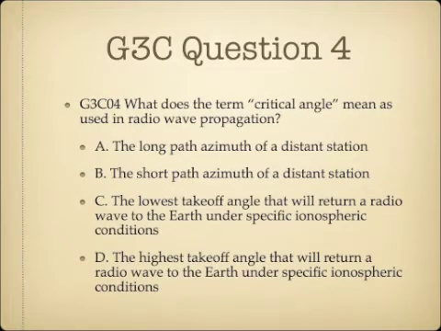Question 4. What does the term critical angle mean as used in radio wave propagation? A, the long path azimuth of a distant station, B, the short path azimuth of a distant station, C, the lowest takeoff angle that will return a radio wave to Earth under specific ionospheric conditions, or D, the highest takeoff angle that will return a radio wave to Earth under specific ionospheric conditions.